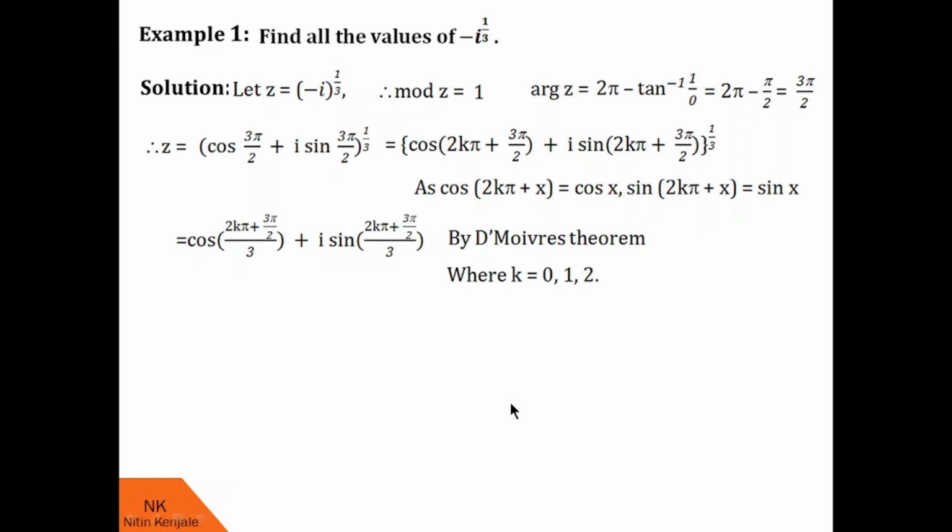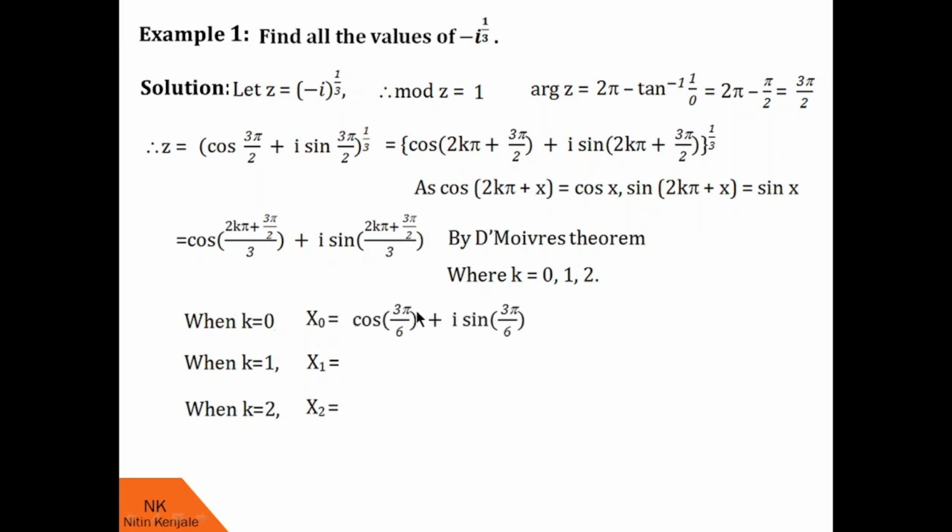Now we are finally in step 3. We have to substitute these values of k one by one in this statement to find the n distinct roots of this given complex number. So when I put k equal to 0 over here, I get my first root. I label it as x0. When I put k equal to 1, I get my second root. I label it as x1. Similarly, when I put k equal to 2, I get my third root. I label it as x2. So x0 will be cos of (3 pi by 2)/3 plus i sin of (3 pi by 2)/3.